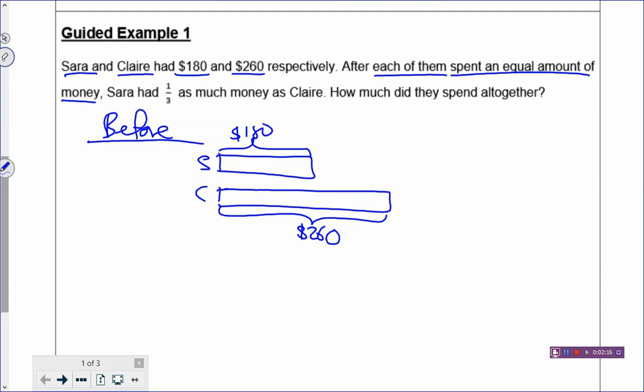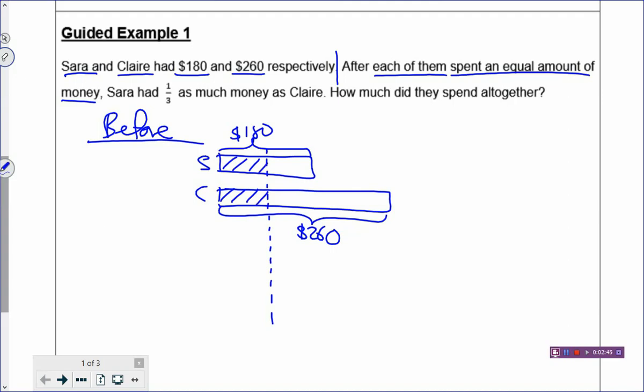Now each of them spend equal amounts of money. So what do we do? Now we can cut, using dotted line to show equal parts. There is something called dotted line that you can use to help you cut out equal parts. So I can do something like this, dotted line, and you can see that you have equal parts, right? And what happened to these equal parts? It means that Sarah and Claire, they spend these equal parts.